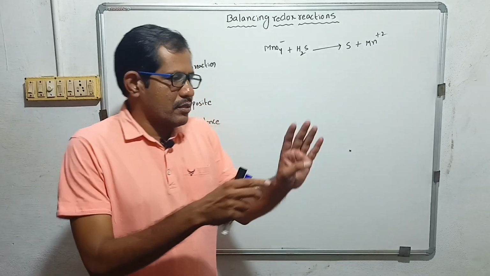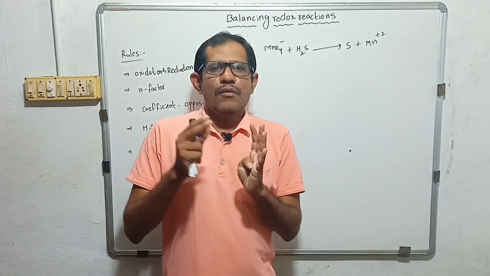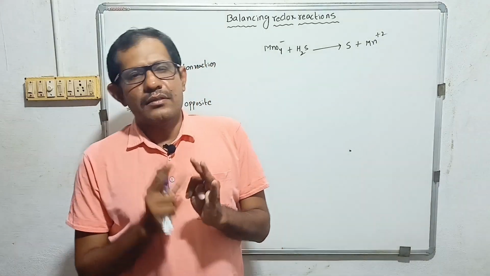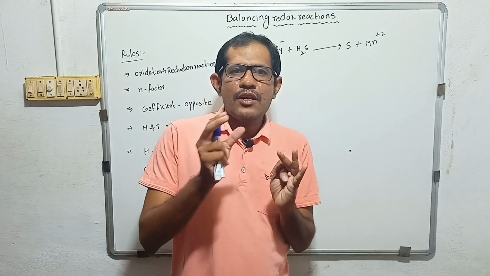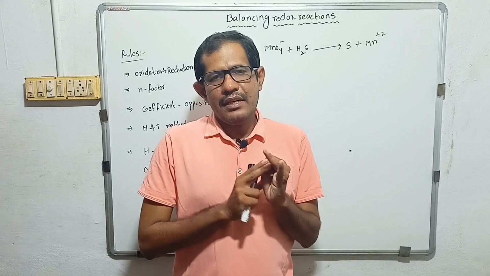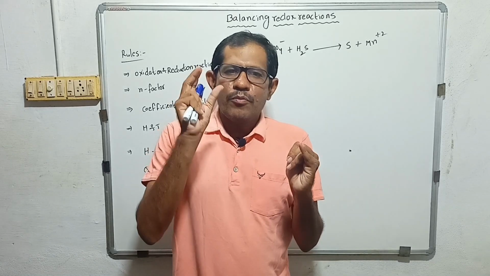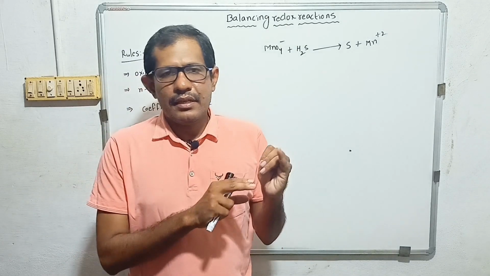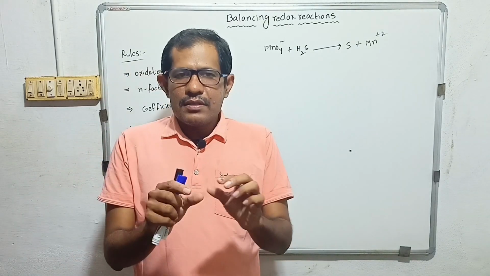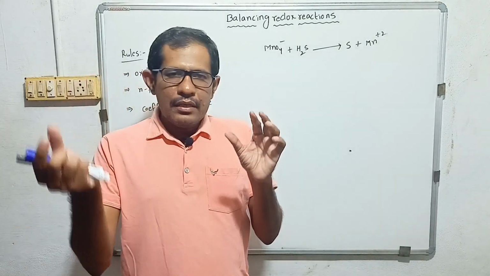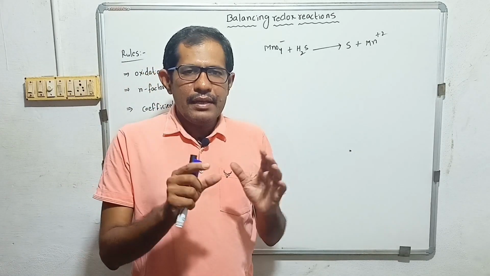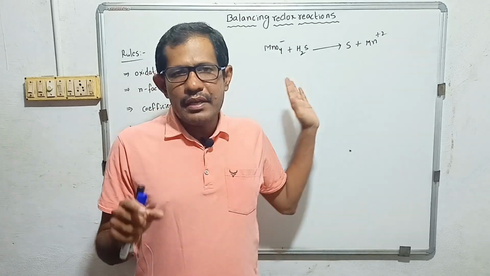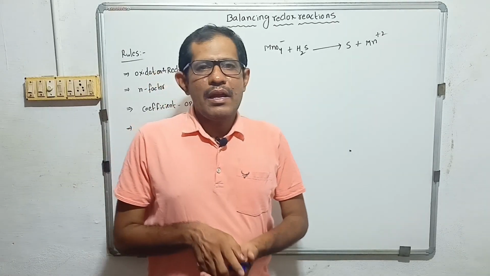I repeat again. First, find what is the oxidation reaction and what is the reduction reaction. First step. Second step, calculate the n factor. Third step, assign the n factor as stoichiometric coefficient oppositely. Fourth step, to balance the hydrogens, add H plus to the other side. To balance oxygen, add water molecules to the other side. And finally, balance the remaining elements to get the fully balanced equation.